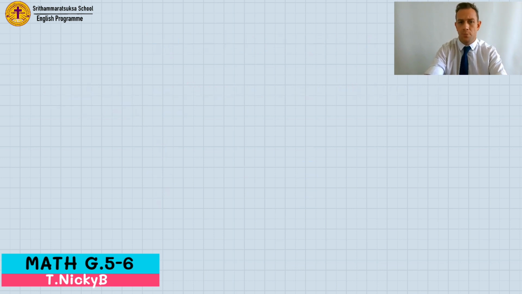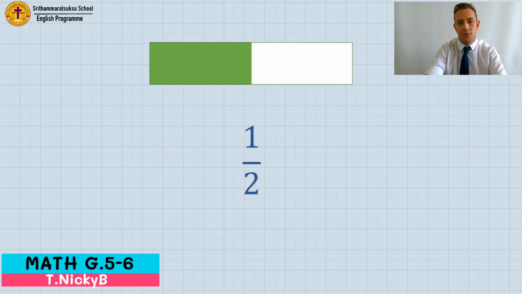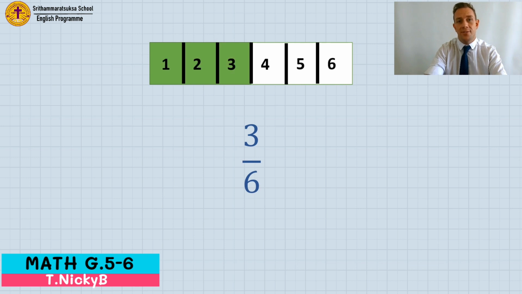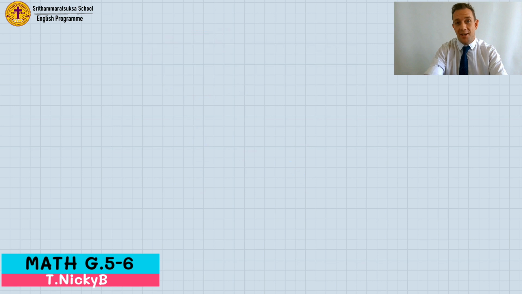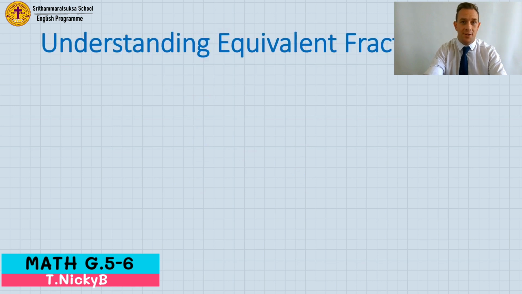Let me show you. 1/2 can be shown as a block divided in 2. But if we take this block further and we cut it up into 6 equal parts, you can still see that 1/2 takes up the same amount of space as 3 over 6. Therefore, we can equate that 3 over 6 is equal to 1/2 and that they are the same amount. To better understand equivalent fractions, take a look at this video.